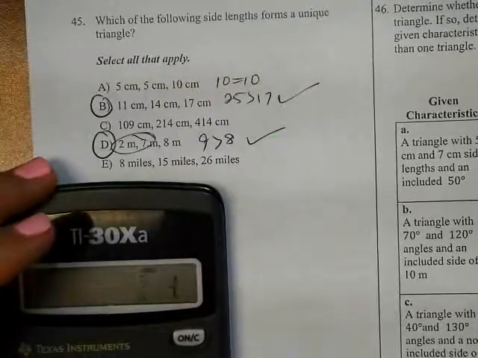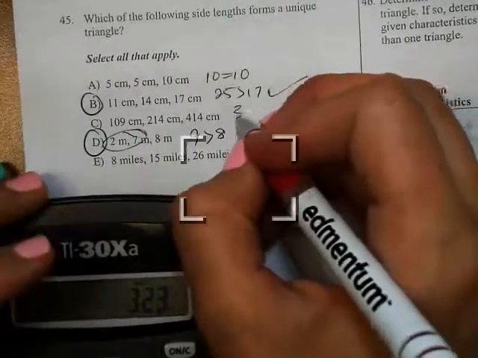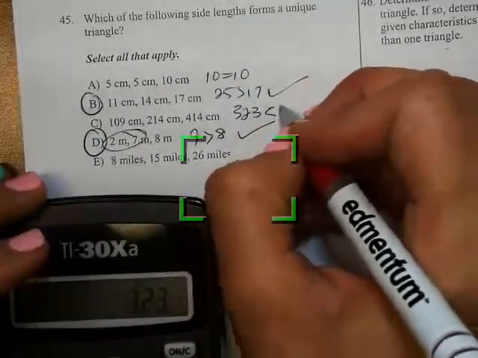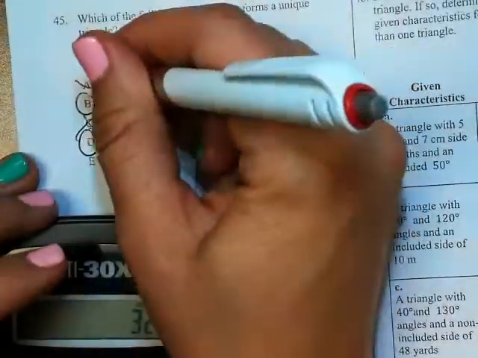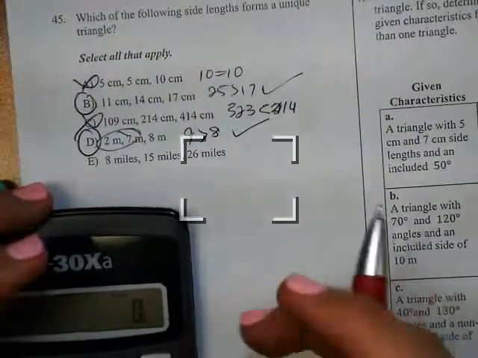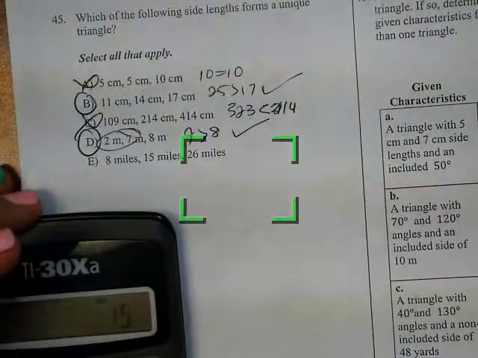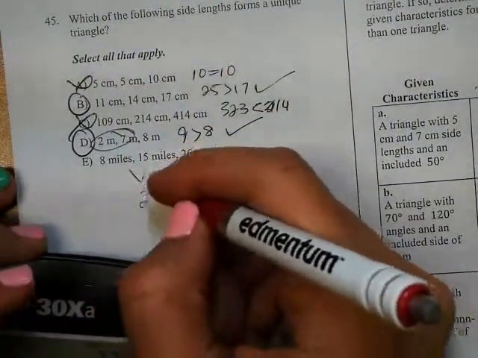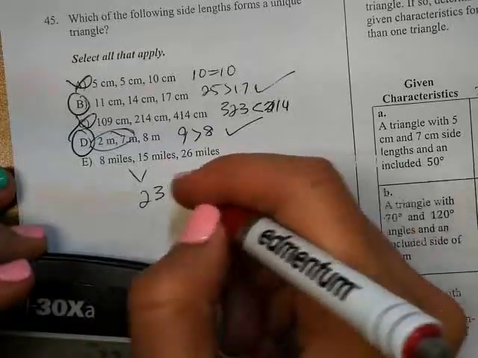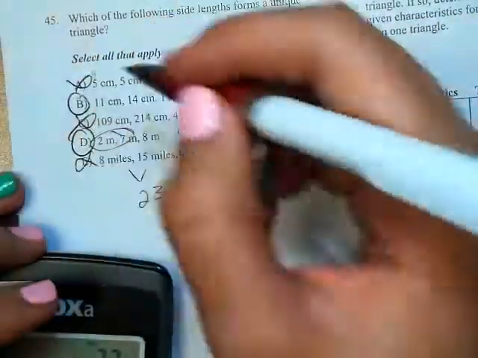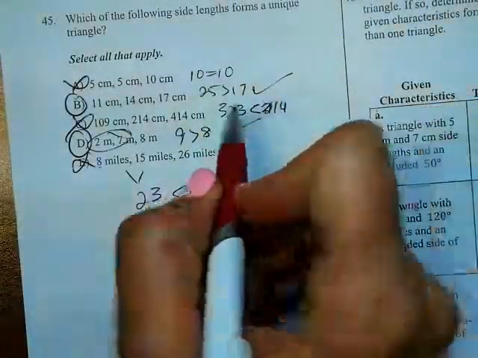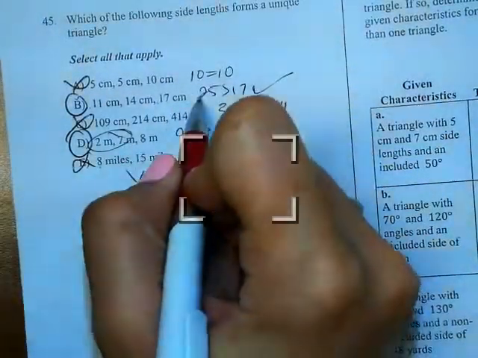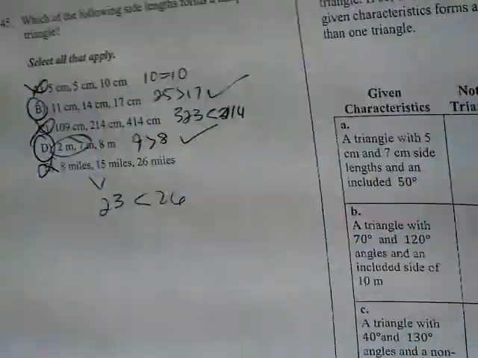214 plus 109 is equal to 323, which is less than the larger number. That's why this one's not true. And then you have 8 plus 15 is 23. It's less than 26, which is not true. So for a unique triangle, that's when that rule applies. When you add the two smaller measurements, it's supposed to be larger than the largest measurement.